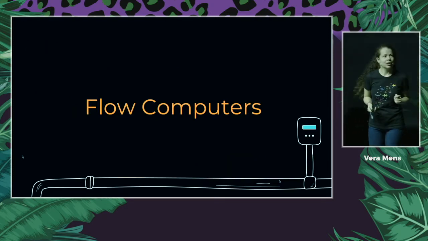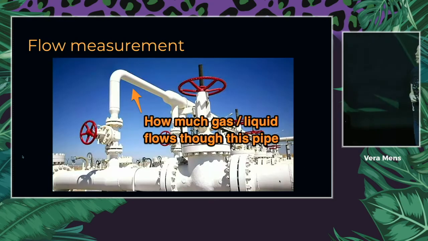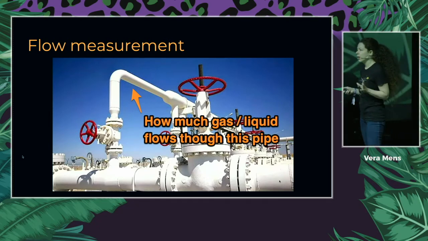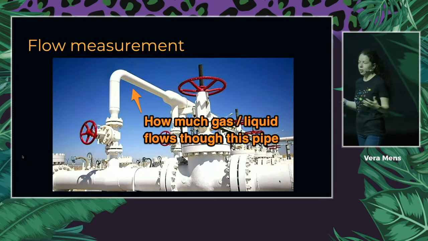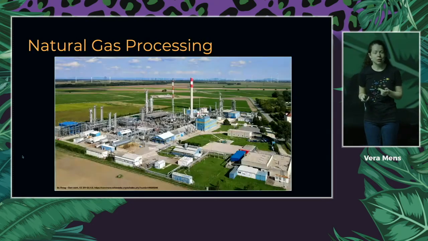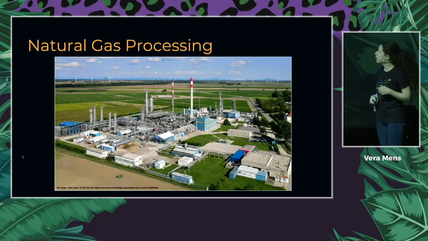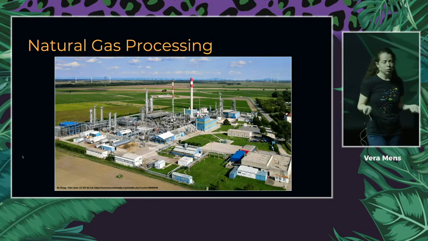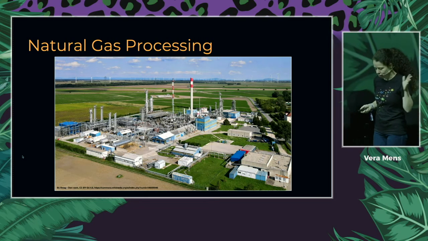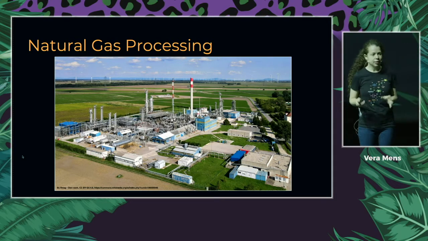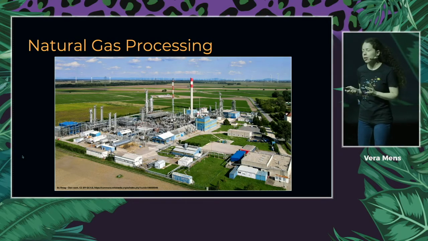So what are flow computers? As the name suggests, flow computers perform flow measurements, which means they calculate how much gas or liquid goes through the pipes at each moment. And there are a lot of places that use this type of computer. Gas and oil processing plants are one example, or any other plant, such as a water plant, that takes substance from one point to another through pipes.